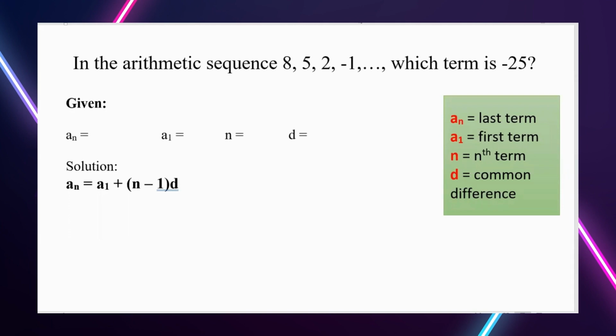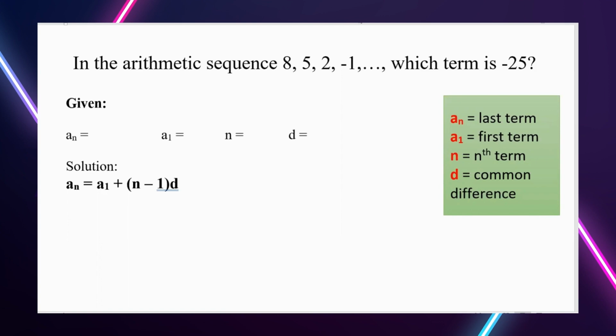Before I end this video, take a look at our last example. In the arithmetic sequence 8, 5, 2, negative 1, which term is negative 25? Ang tanong naman dito ay kung pang-ilan ang negative 25 sa sequence na 8, 5, 2, negative 1.